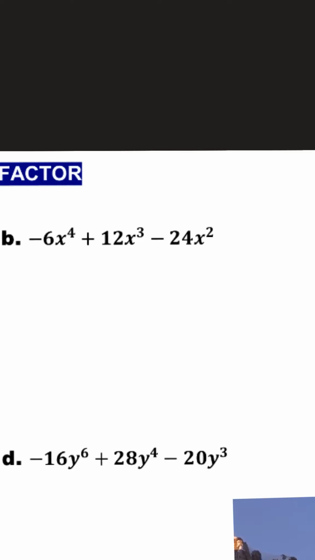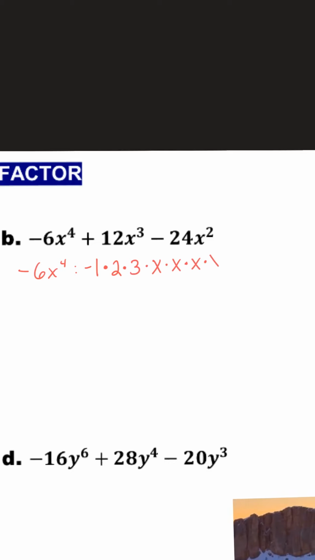Okay, example B. Same thing, figure out what the GCF is of this polynomial. So we'll take negative 6x to the fourth, break it down into its prime factors. It's a negative, so we'll bring out the negative 1, times what gives me 6? Oh yeah, 2 times 3. And then x to the fourth. So 1, 2, 3, 4. All right, next one.